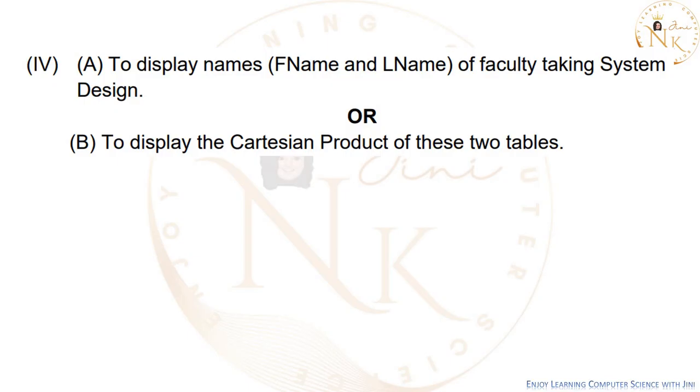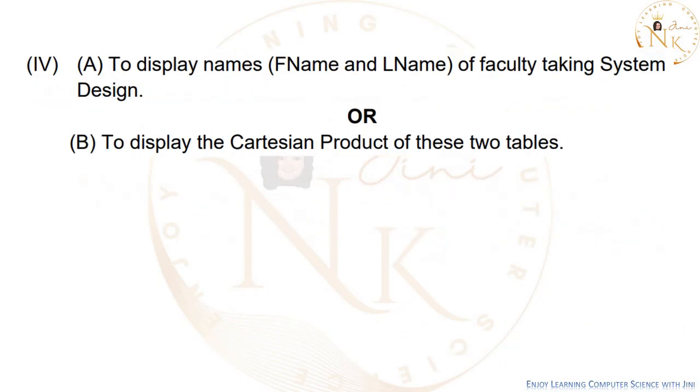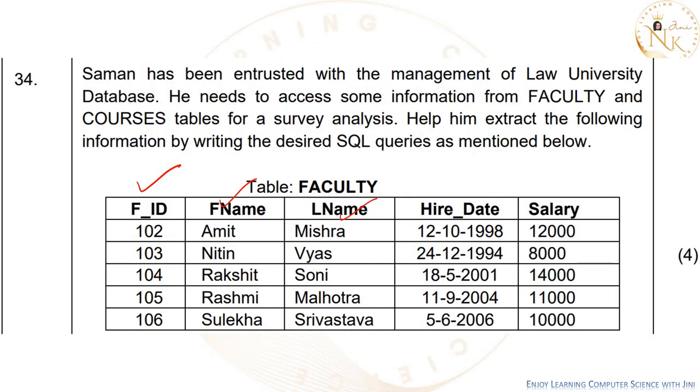Next one, to display names, first name and last name of faculty, taking system design. Okay, so first name and last name. So here we have first name and last name in the table faculty. You can see here, first name is here, last name is here, and then what has to be displayed? Taking system design. See, course name is in the next table. Here you have system design. So you have to combine both the tables, courses as well as faculty. Correct?